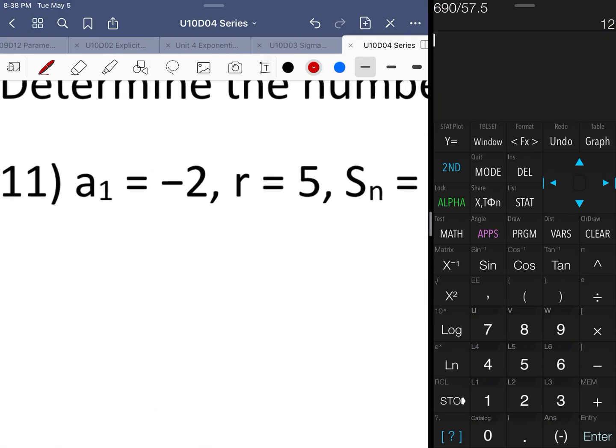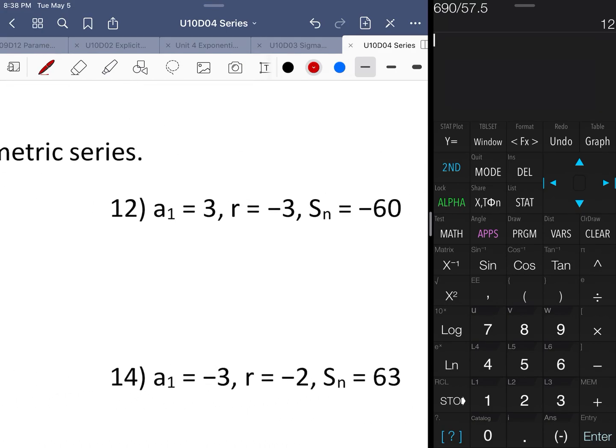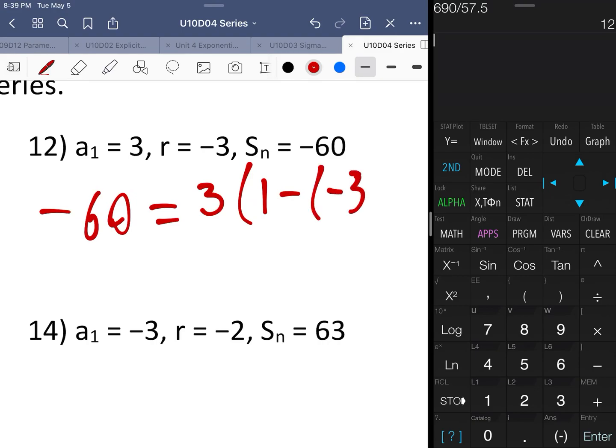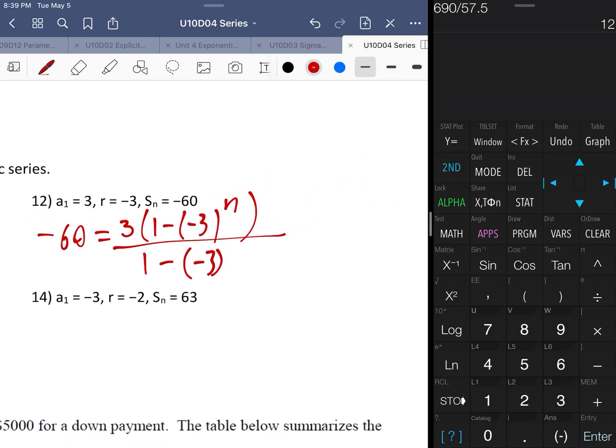Problem 11 is the same problem with a geometric series, so that means that the sum of these terms, I'll actually start with problem 12 because I think this one's a little harder. So the starting term is negative 60. Well, we add up to negative 60, and that happens when you start with your first term, which is 3, multiplied by 1 minus your common ratio, which is given to us as negative 3. We don't know the number of terms in this example. All of this is going to be divisible by 1 minus 3.